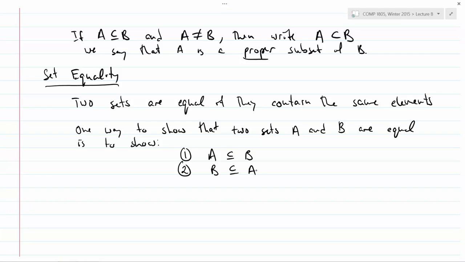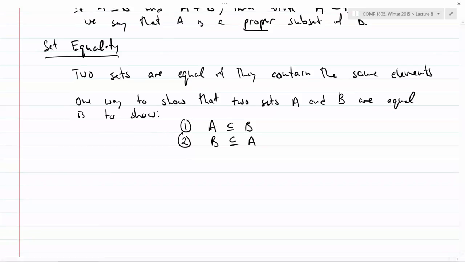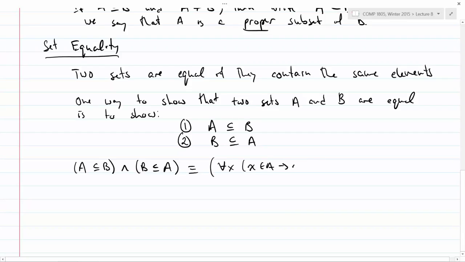And this makes sense if you go to the logic. So let's go to the logic. I want to know about A is a subset of B and B is a subset of A. All right, so let's write down the definitions of those things. A is a subset of B is the same as for all X, X in A implies X in B. And the second thing is that for all X we have X in B implies X in A. Those are just the definitions that we've been given.